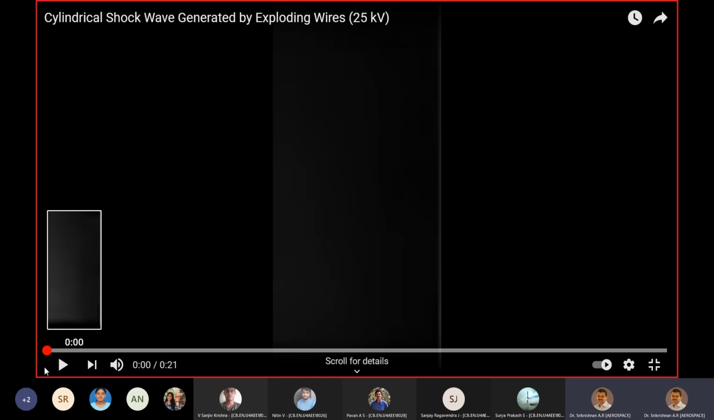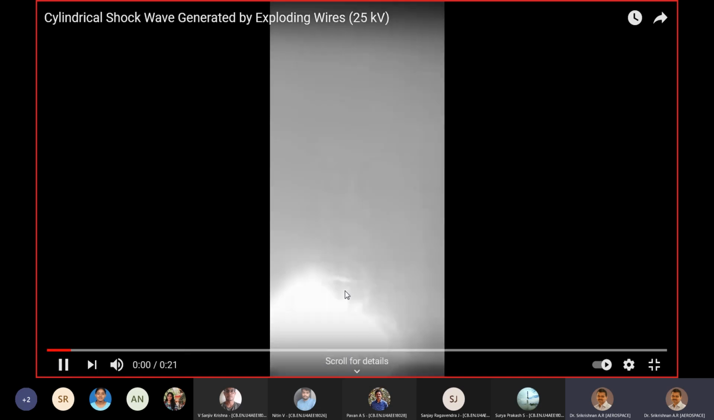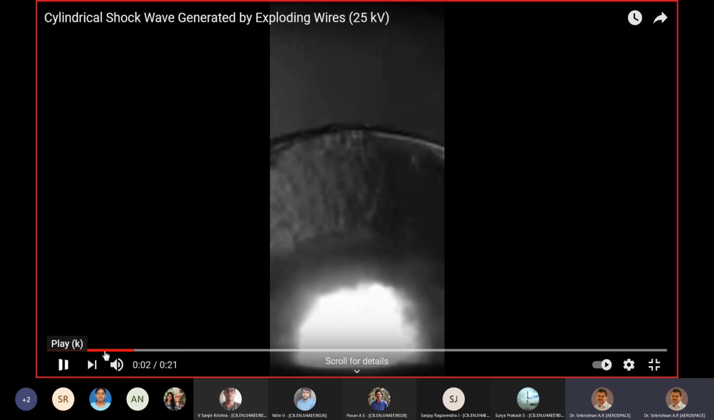This is a cylindrical shock wave generated by exploding wires. I've seen some article on that, but I really don't know what method they have used for it. Anyway, this is a cylindrical shock wave. What does it mean? A shock wave, a strong pressure wave moving in the radial direction, cylindrical.